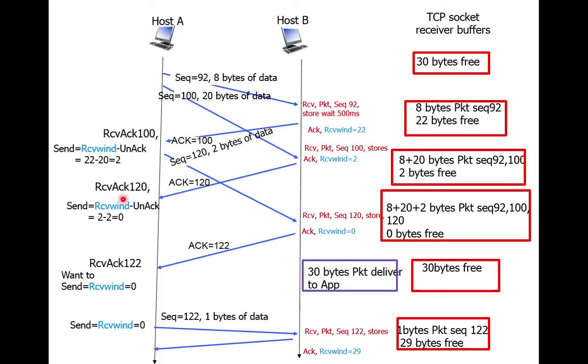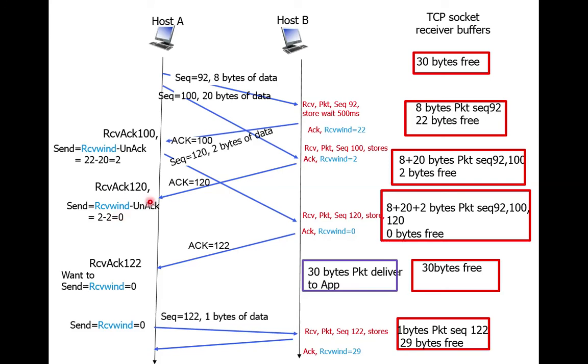When this is announced, the sender subtracts the unacknowledged data from the receive window. When acknowledgement 120 is received, it means that the 92 packet and the 100 packet, this second packet, are also received. Now this third packet remains unacknowledged, and it is 2 bytes. So these 2 bytes will be subtracted, and it becomes 0. It means the sender cannot send any more data, so it will stop.